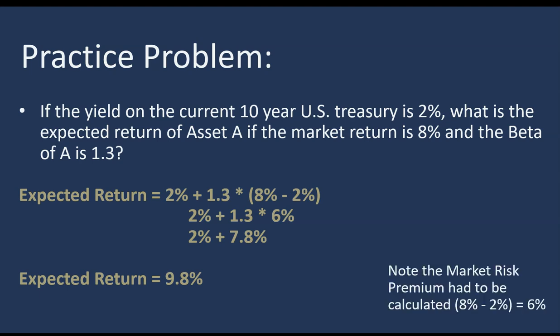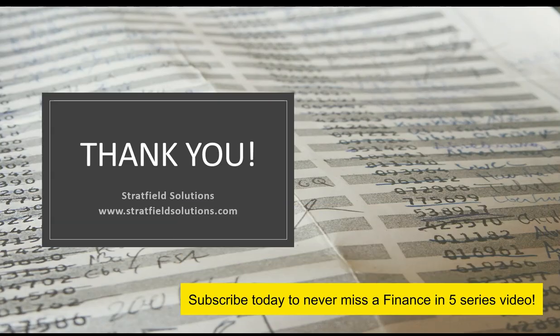Now you'll notice here that the market risk premium had to be calculated. I didn't give it. So to do that, we take the expected return of the market, 8%, minus the risk-free rate of 2%, and that gave you a market risk premium of 6%. So hopefully you're able to come up with that answer, and now you have a good overview of what the capital asset pricing model is and what it's used for.